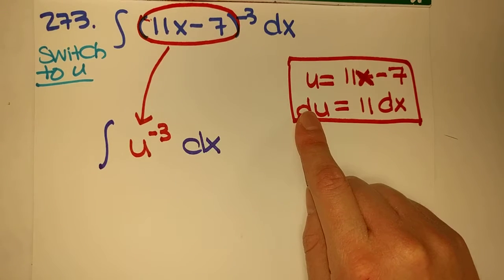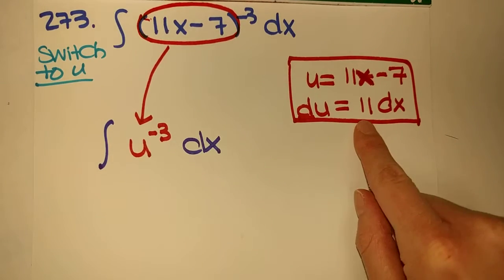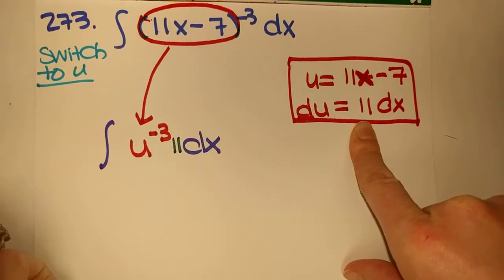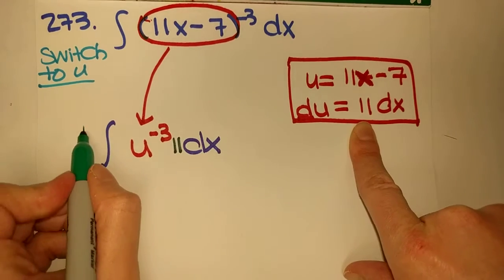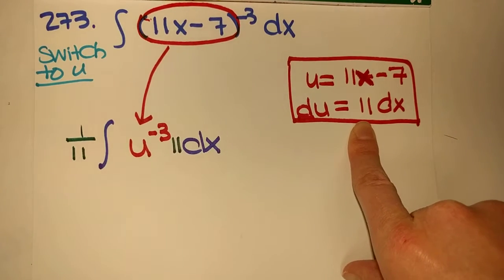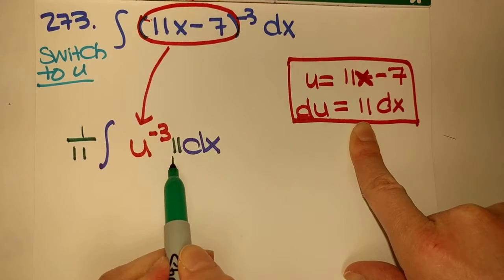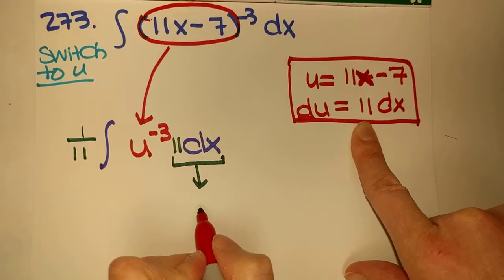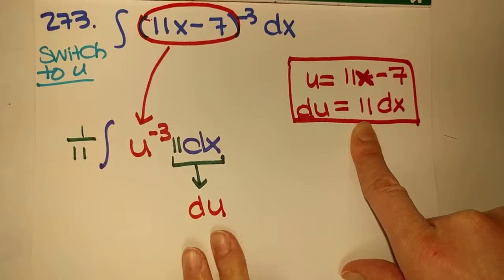So then as a second step, I say, okay, how do I get my du? To get my du, I need 11. I do not have 11, so I'm going to multiply in by 11. Now, if I do that, that changes the integral, so I divide by 11 to balance things out. Now that helps me because this 11 dx is by definition my du. So now 11 dx becomes du.